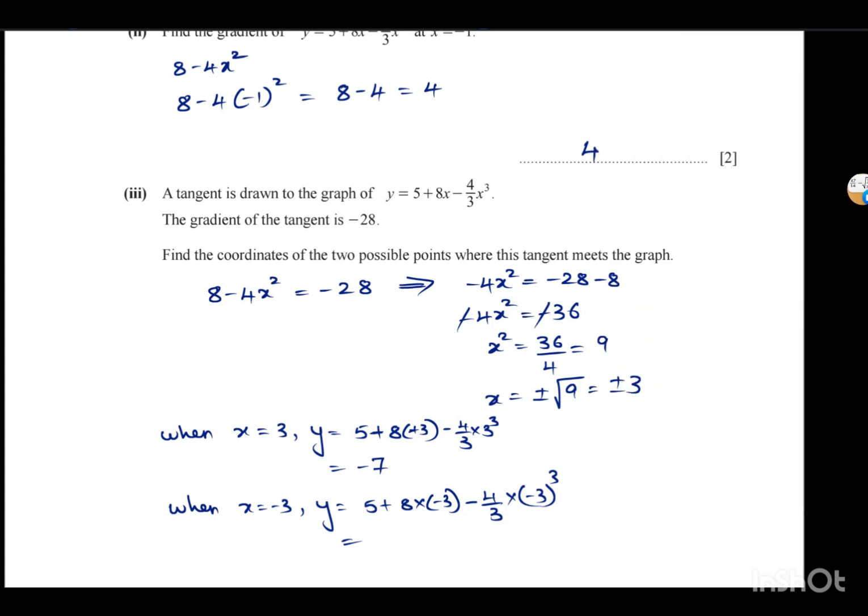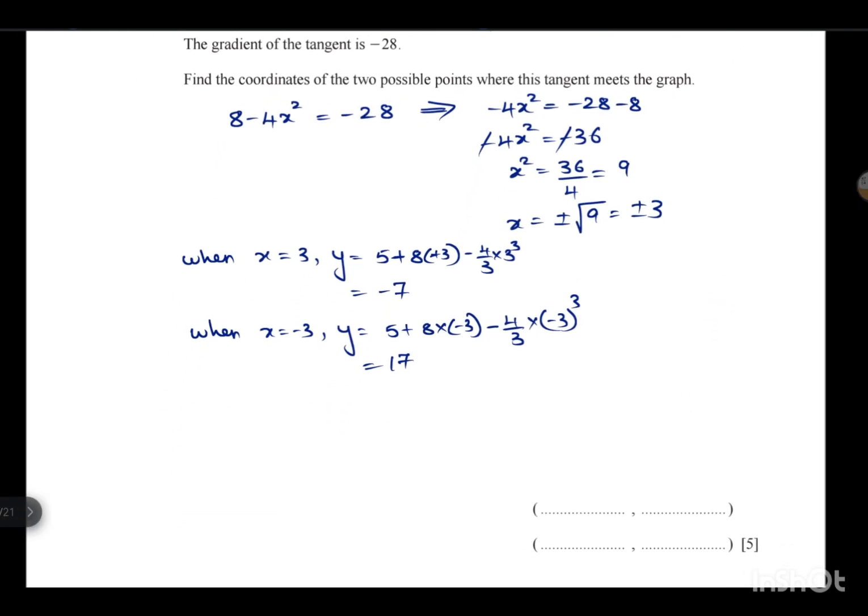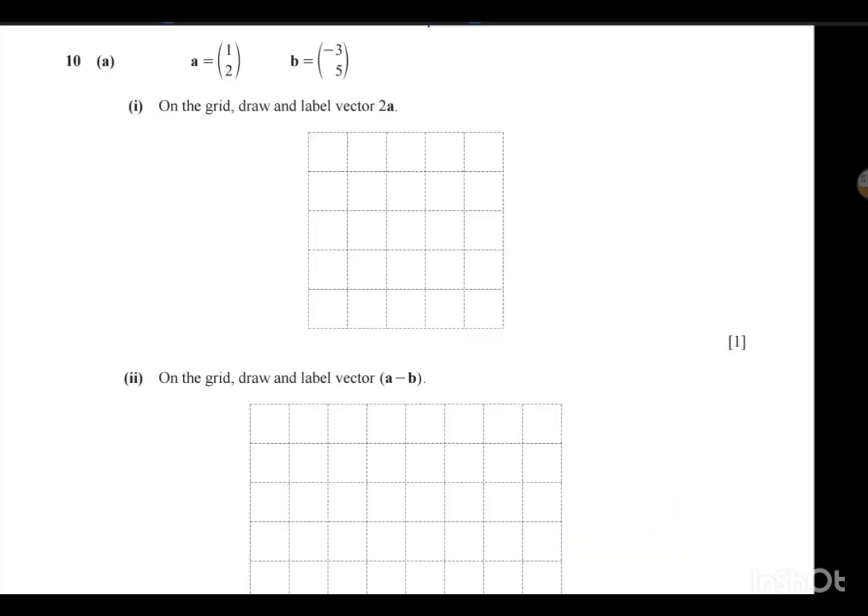17. So the points where the tangent meets the graph are x is 3, y is minus 7, and x is minus 3, y is 17. This is done. Question number 10. Vector A is (1, 2), B is (minus 3, 5).